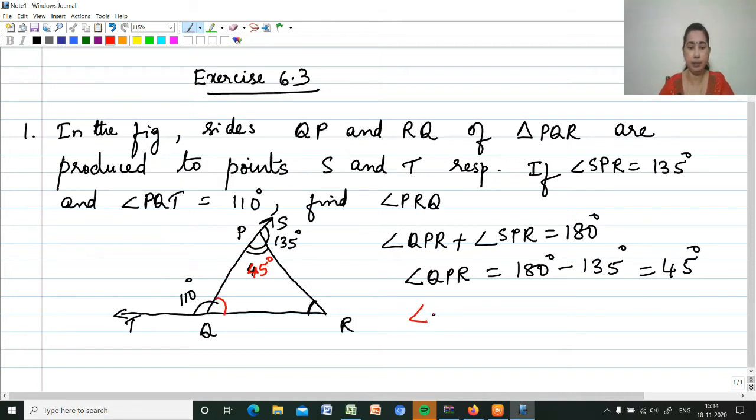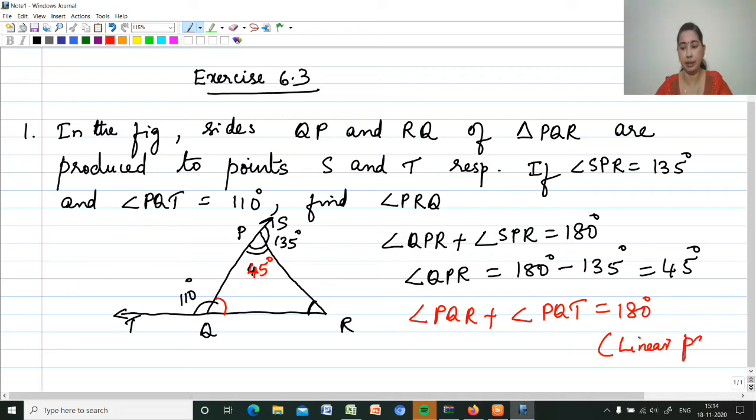That is angle PQR plus angle PQT. Again it is equal to 180 degrees because of the linear pair axiom. So in this case also the same thing. We have to find how much is angle PQR. PQR is equal to 180 minus 110, that's equal to 70 degrees. So this angle we got as 70.